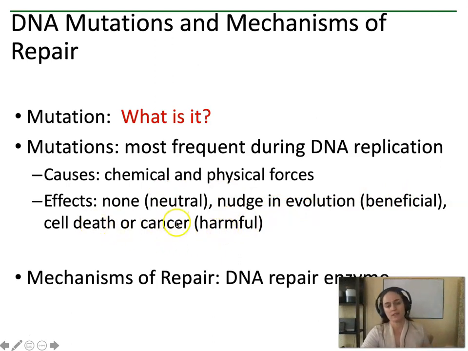Some examples, and this is a nice elaboration on what we covered just a bit ago. So the cell could die as a result from having some non-functional protein. That absolutely happens. It could be a disease state. A really common outcome of mutations is cancer.